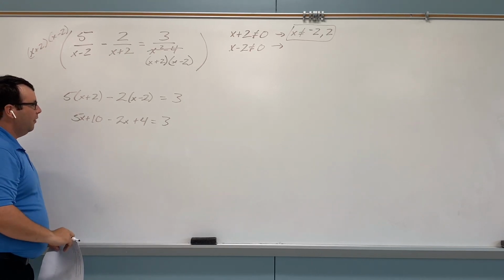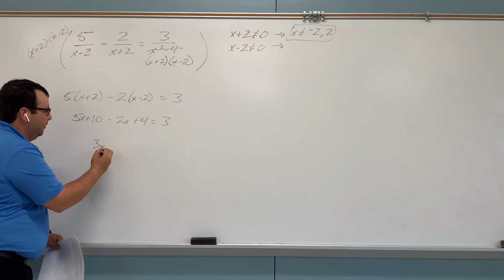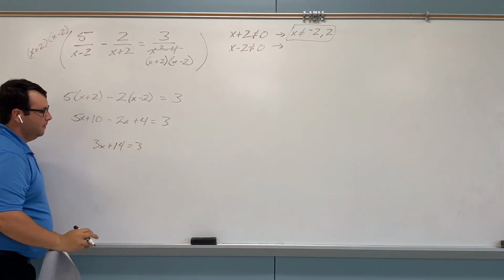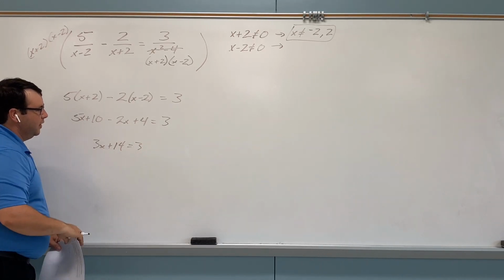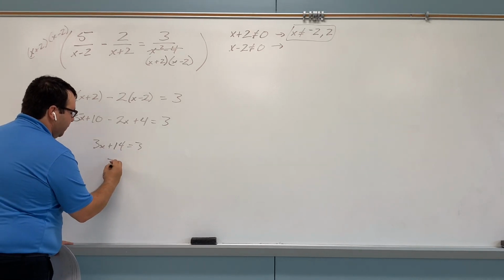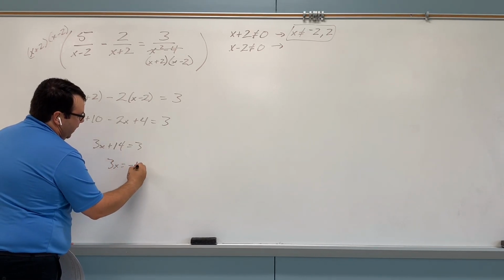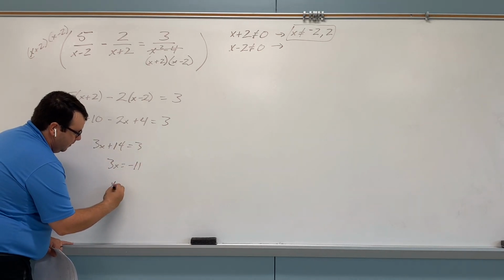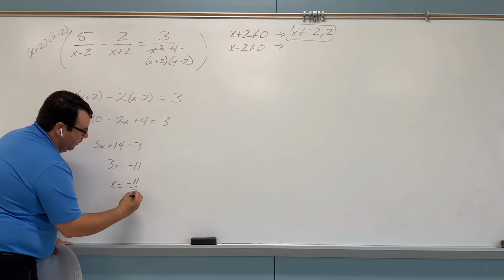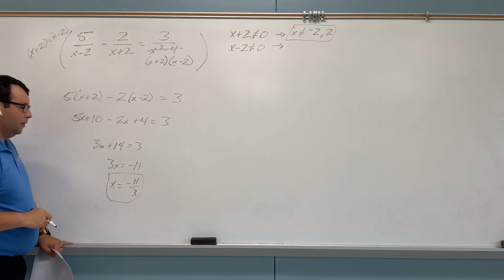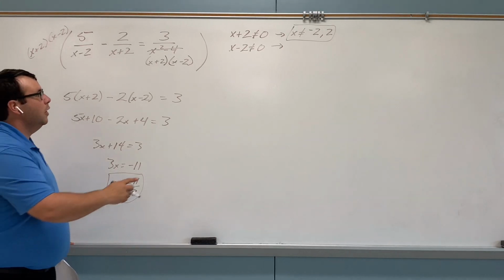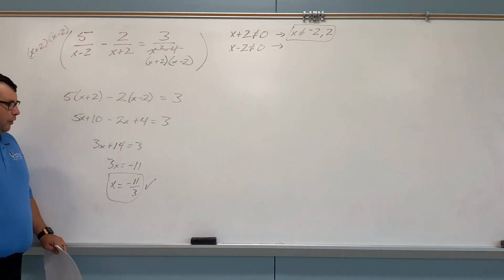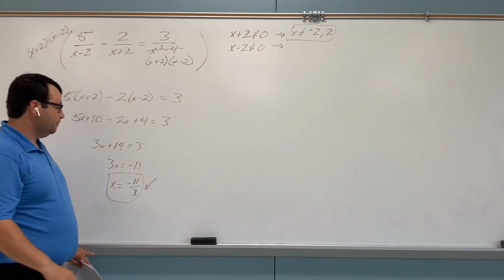All right. Now looking at it, I have 5x minus 2x, that's 3x. 10 and 4, that's 14. That's equal to 3. I'm going to move my 14 over. And so that gives me 3x is equal to a negative 11. Divide by 3. X is equal to a negative 11 thirds. Does that work? Well, it's not negative 2 or 2, so yes, that will work. Okay.